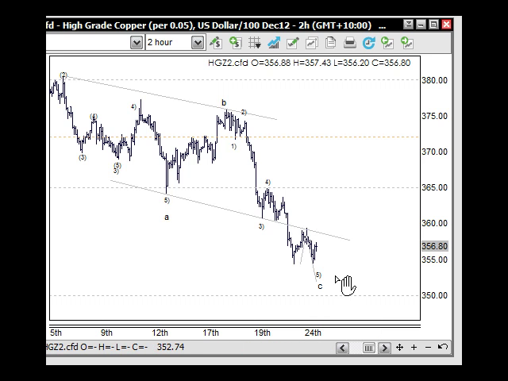So we can see that the copper market here is up off its lows on the 2-hour chart here, and the wave structure that we've got down from this section here is the 1, the 2, the 3, the 4, and then the 5th wave down here is in 5 waves, the 1, the 2, the 3, the 4, and the 5.